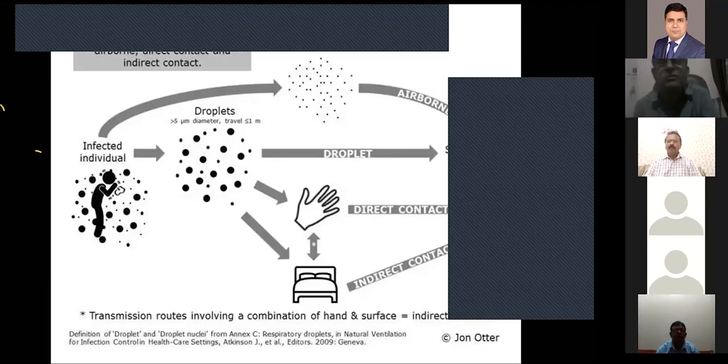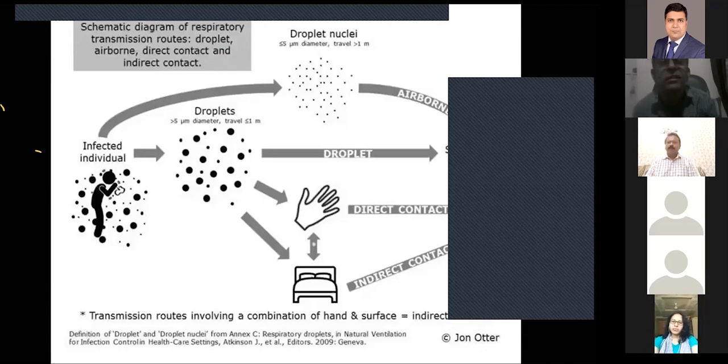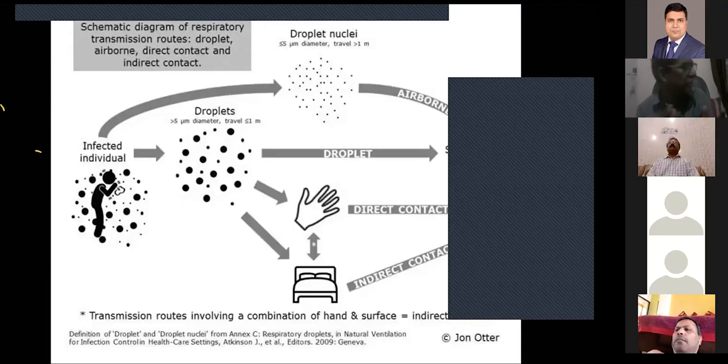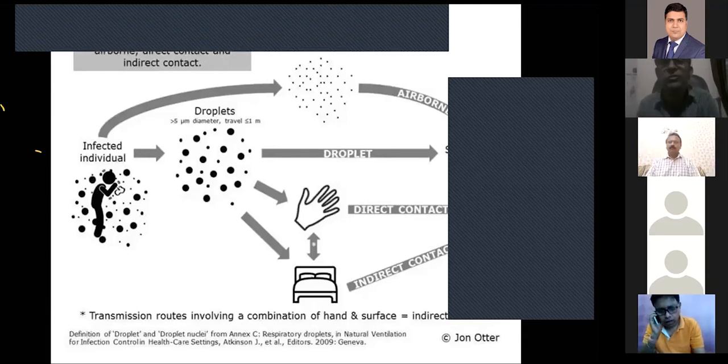Then these droplets transform into aerosol mode and spread in the form of droplet nuclei, of less than 5 micrometer diameter, and travel more than 1 meter. So if a person sneezes, the droplets produced are in the vicinity of around 1 meter, and later spread to more than 1 meter. Then it becomes airborne, and spreads through the entire environment, making direct contact with human beings, or indirect contact with hands, or with other things, for example clothing, seating or other environmental objects.